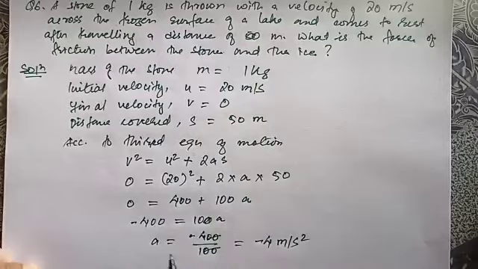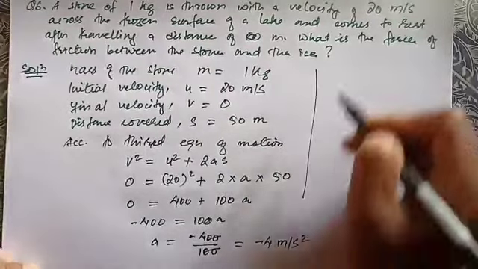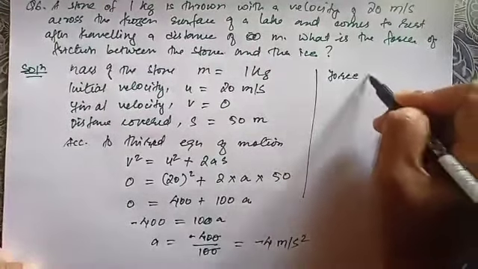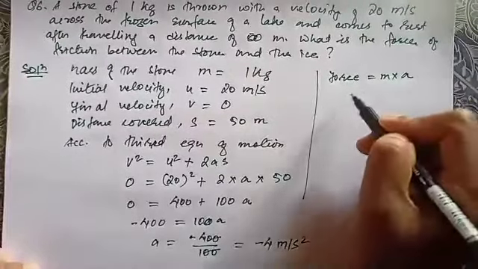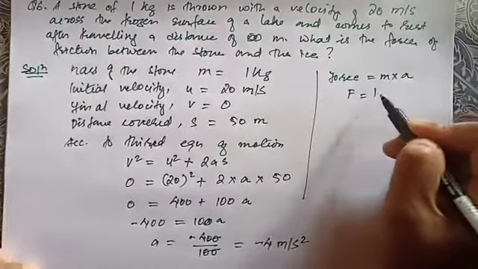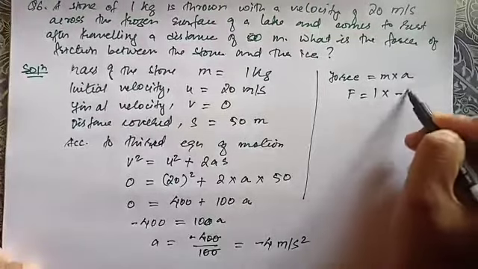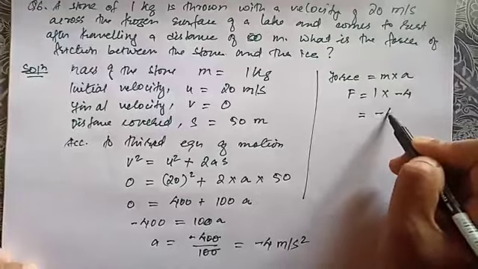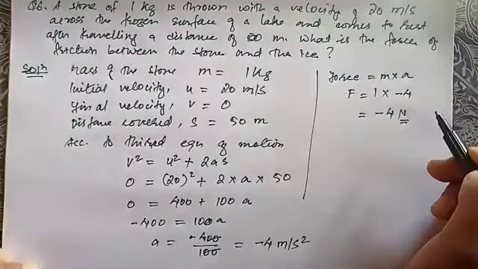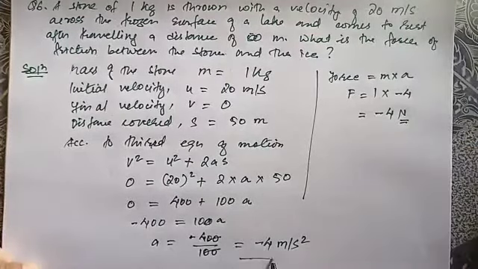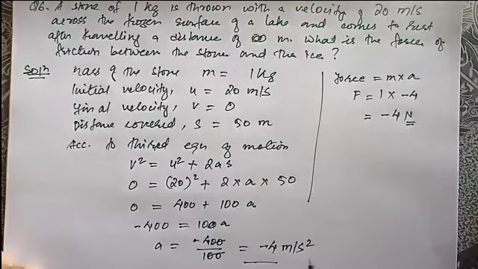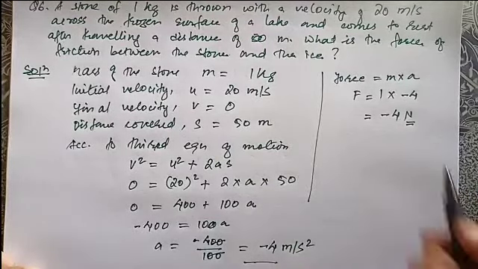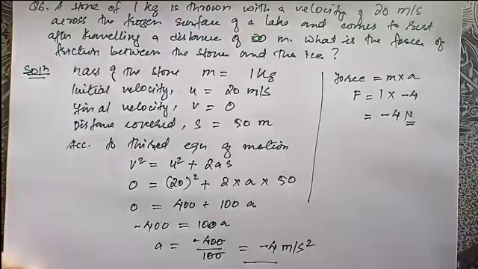So now we have to find out the force of friction, and we know that the formula of force is equal to mass into acceleration. So F is equal to mass, which is 1, into acceleration, which is minus 4. If you multiply these two, we get minus 4 Newton. Newton is the unit of force. The minus sign here indicates that the force is acting against the motion of the stone. So the force of friction between the stone and the ice is minus 4 Newton.